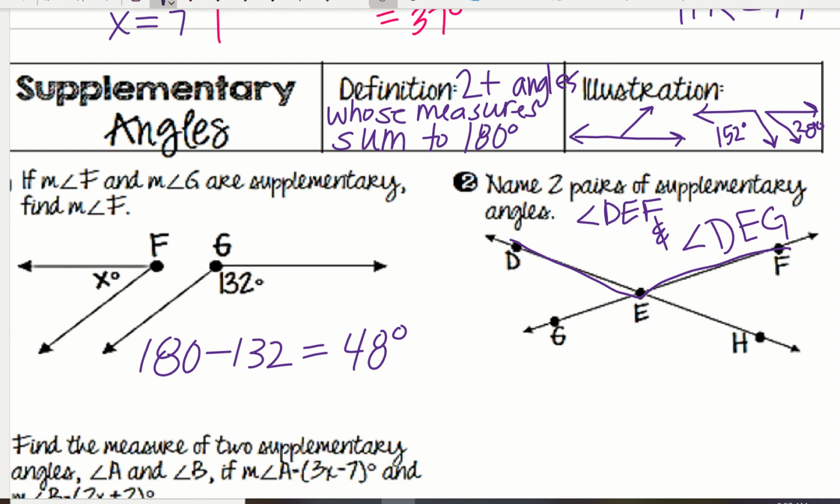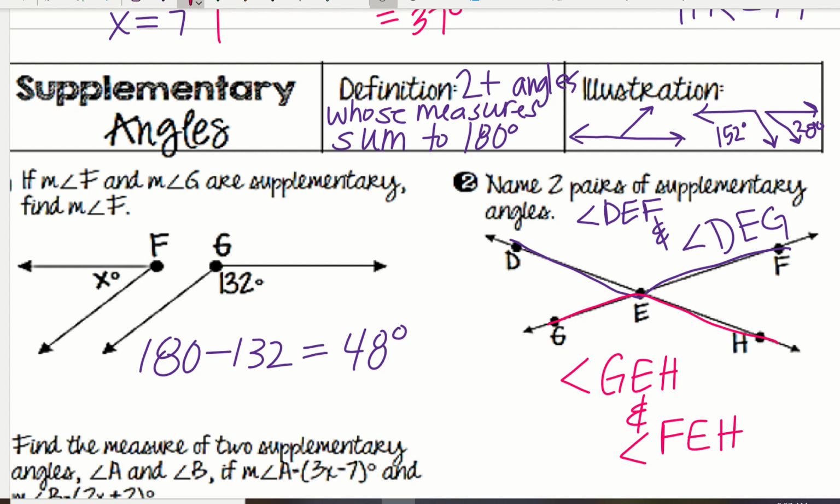Okay. And then let's do another pair. So Ashton, how about GEH? What would be one that is supplementary to GEH? FEH. And remember that little angle symbol in front is how you label that it's an angle.